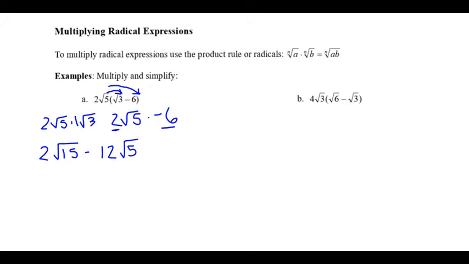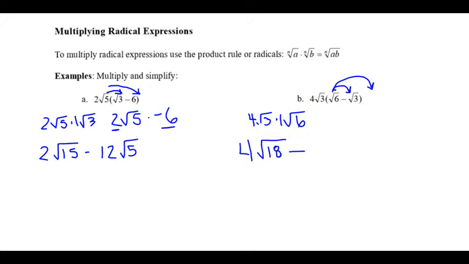Let's look at B. We have 4 square root 3 times the square root of 6 minus the square root of 3. So again, we're going to distribute. And 4 square root 3 times the square root of 6. Remember, I think there's that 1 there. So 1 times 4 is 4. 3 times 6 will give me the square root of 18. And we'll keep it under the radical for now.